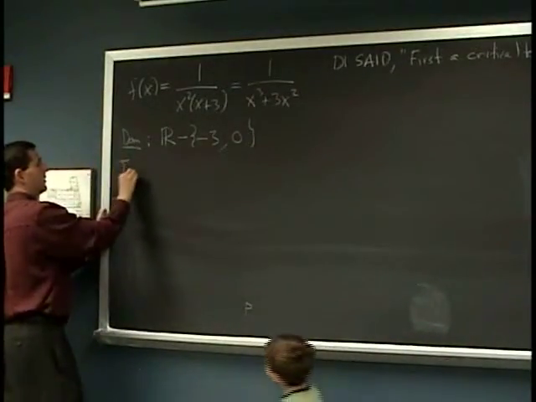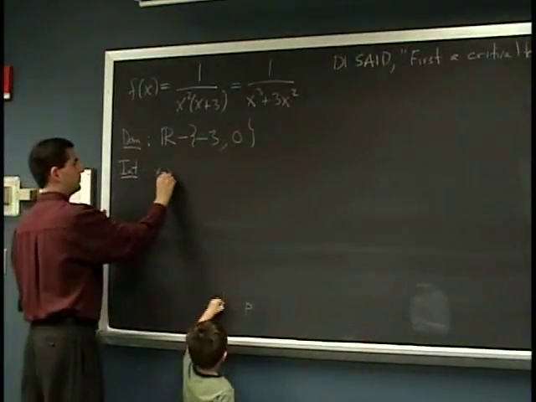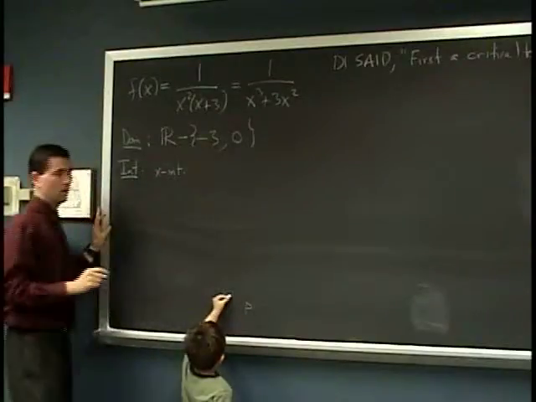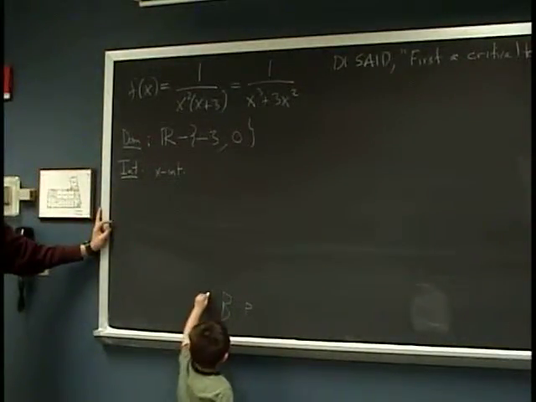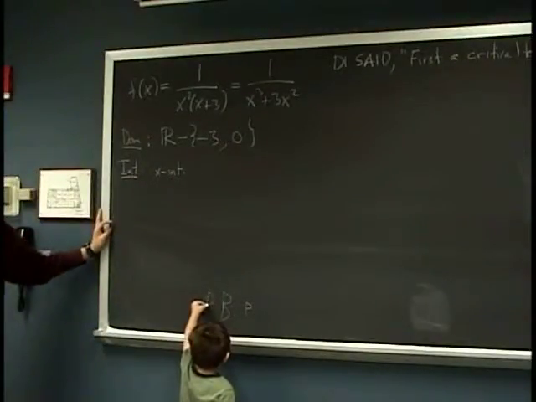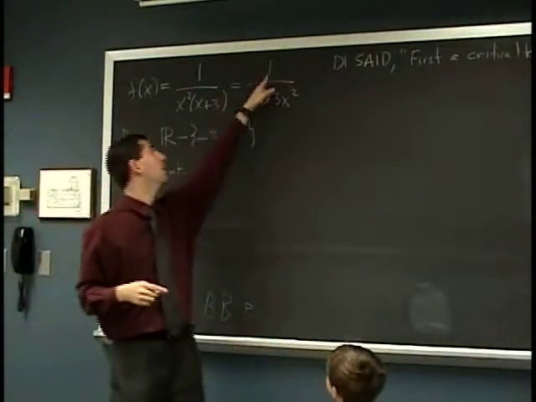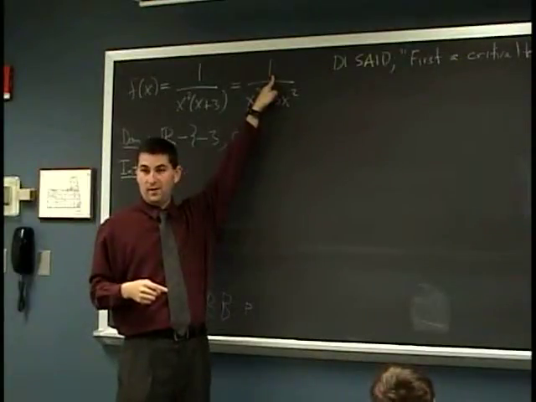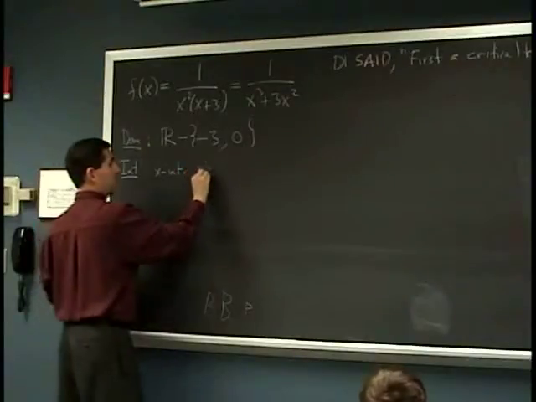Then come the intercepts. And we always check the x-intercept first. The x-intercept is where the function equals 0. The function is a fraction, and the fraction equals 0 when the numerator equals 0, when the top equals 0. And the top is the constant 1. So this function can never be 0, so there's no x-intercept.